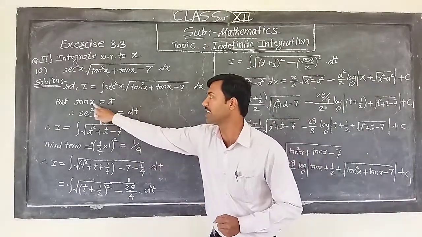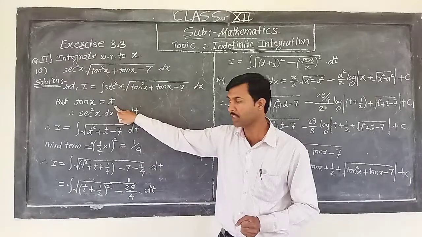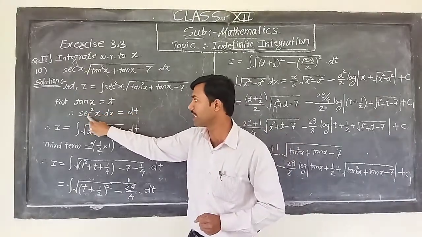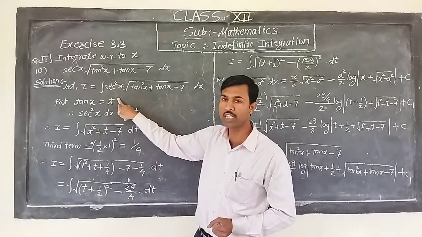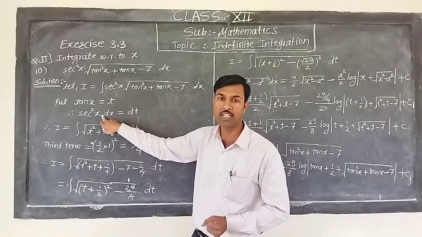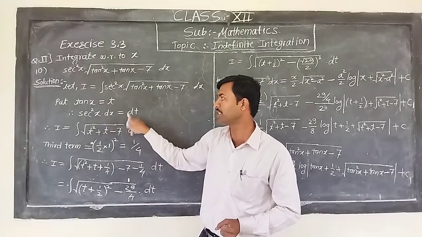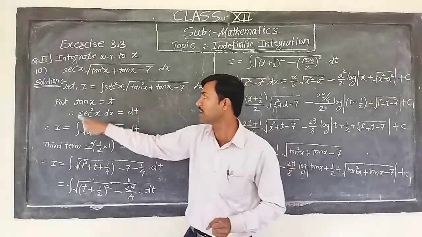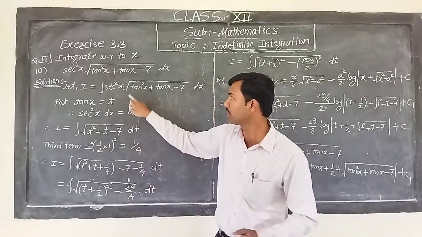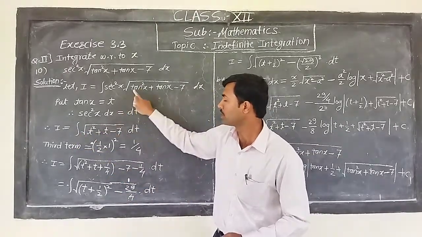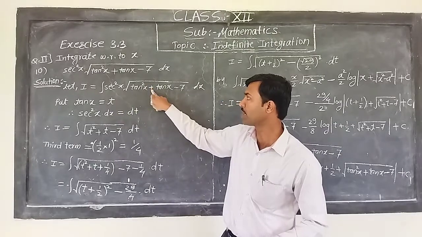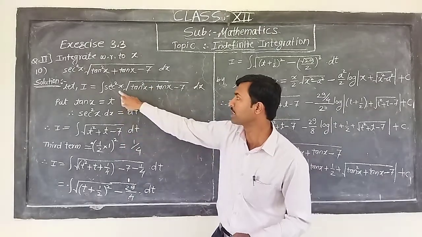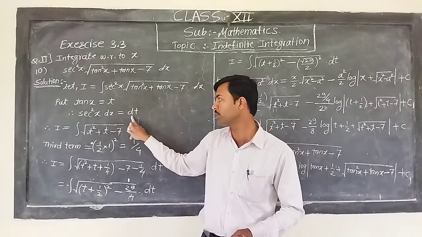So I replace this tan x by the letter t, and after substitution, the derivative of tan x is sec square x, and the derivative of t is dt upon dx. That dx is taken to the left-hand side, so that sec square x into dx is dt. After substituting both these values in this equation, we get I is equal to the integration of under root of t square plus t minus 7, where tan x is t, and sec square x into dx is dt.